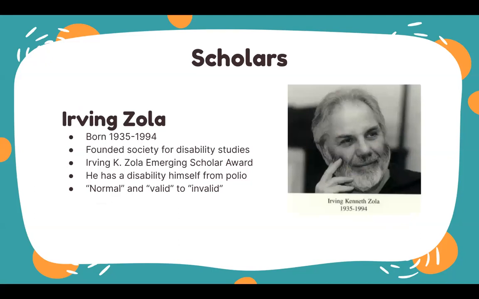Irving Zola is another scholar that we're going to be talking about. He was born in 1935 and he died in 1994. He founded the Society for Disability Studies, and the society aims to study more about disability studies in different areas of everyday life, like politics and society.